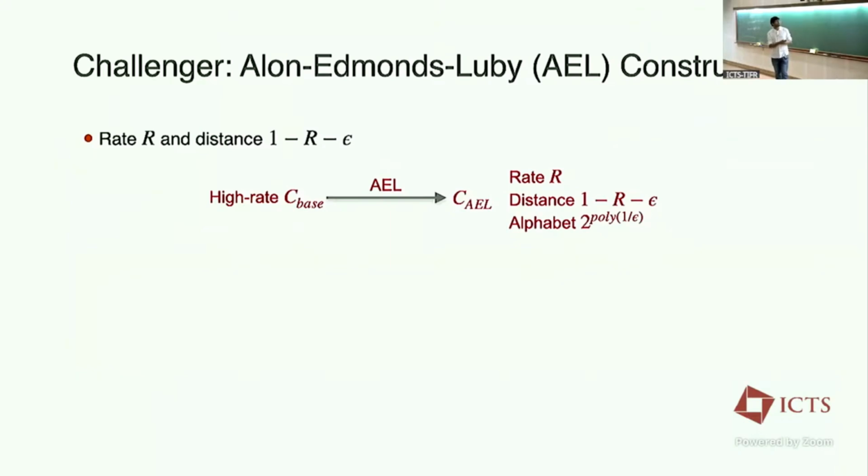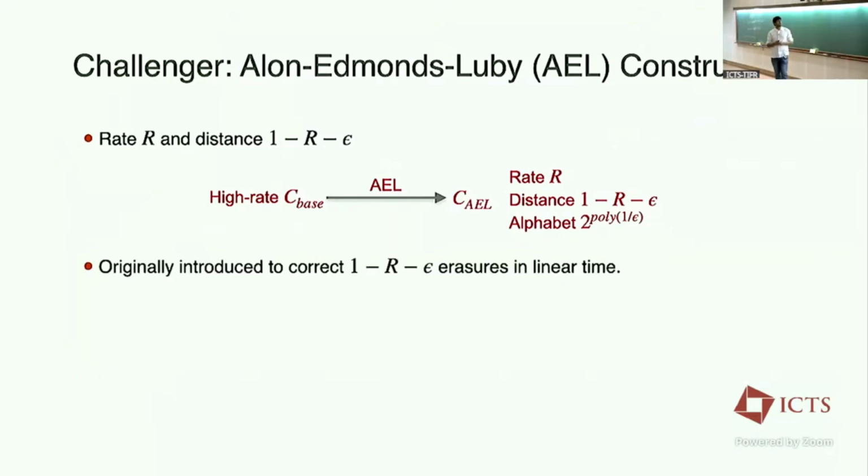Okay. These were originally introduced by Alon, Edmonds and Luby to correct 1 minus r minus epsilon erasures in linear time. When we are talking about erasures, these are just errors where you know the location. So the received word could look like a bunch of question marks on those positions. For a linear code, it's not difficult to correct erasures in polynomial time. You can just use Gaussian elimination, but the question is, can you do it in linear time? And these were the codes to do it for the first time in this optimal distance kind of regime.